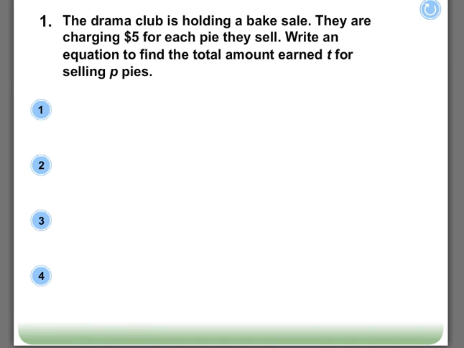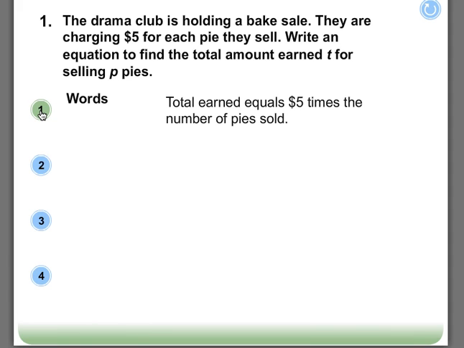Okay, so for example, the drama club is holding a bake sale. They are charging $5 for each pie they sell. Write an equation to find the total amount earned, T, for selling P pies. I want you to notice there are two variables in this equation, T for total amount and P for pies. So in the words, total earned equals $5 times the number of pies sold, because every time they sold a pie, they made $5.